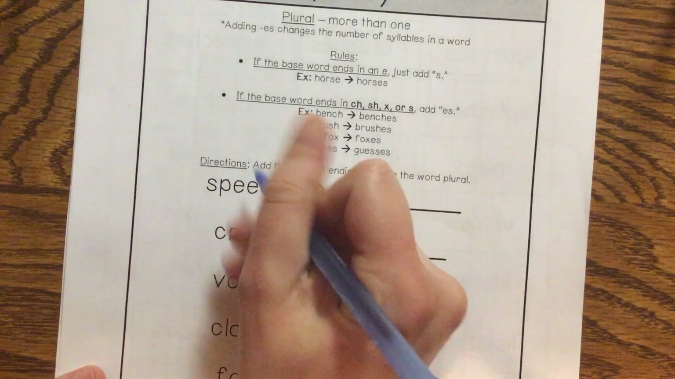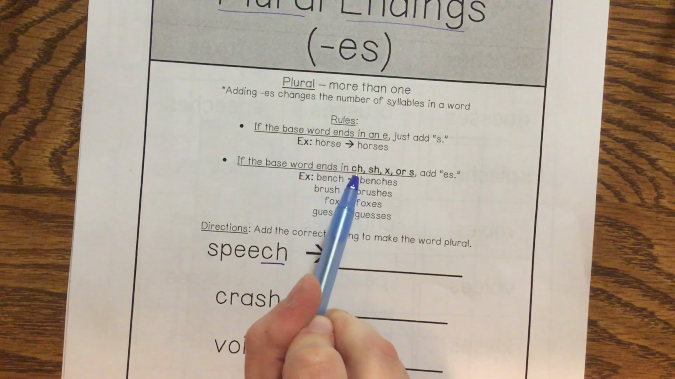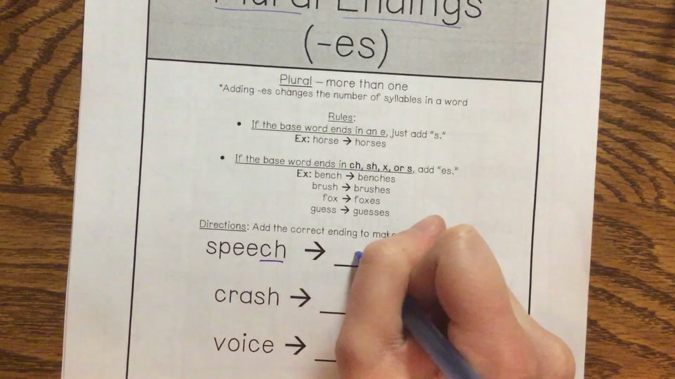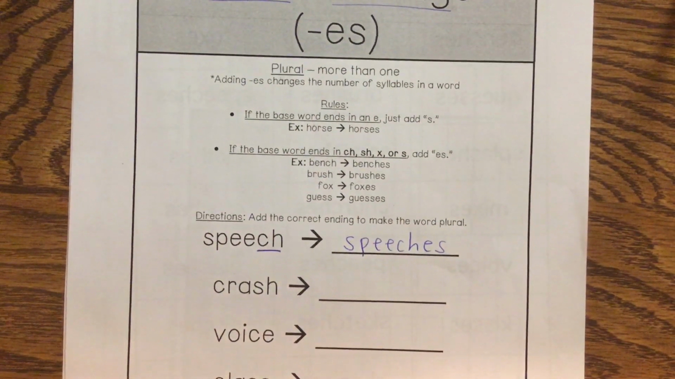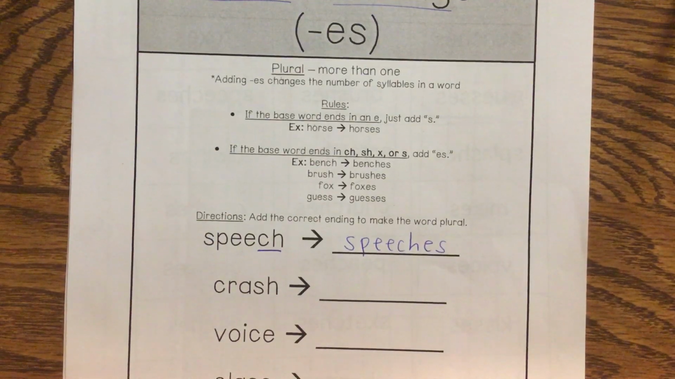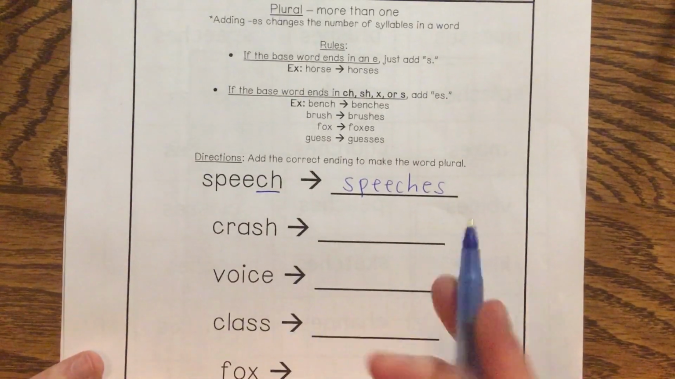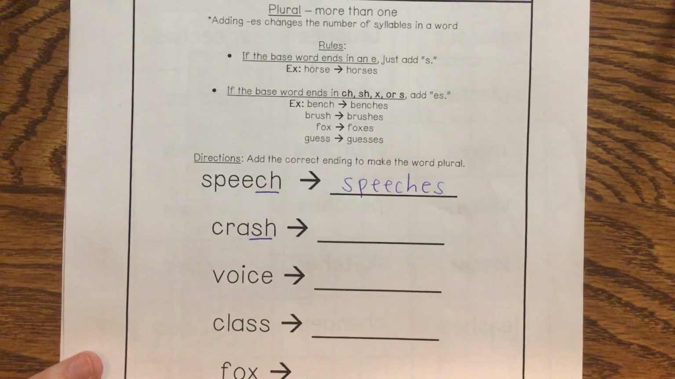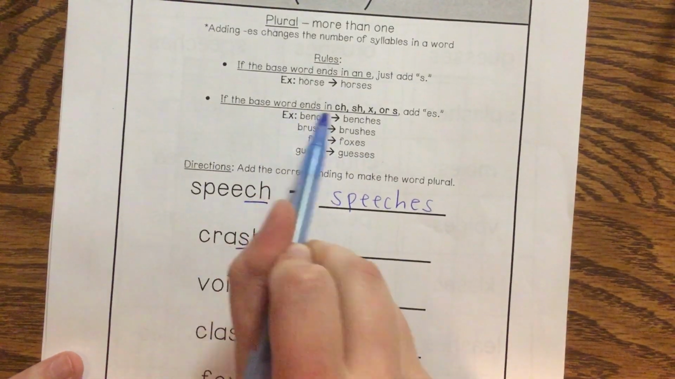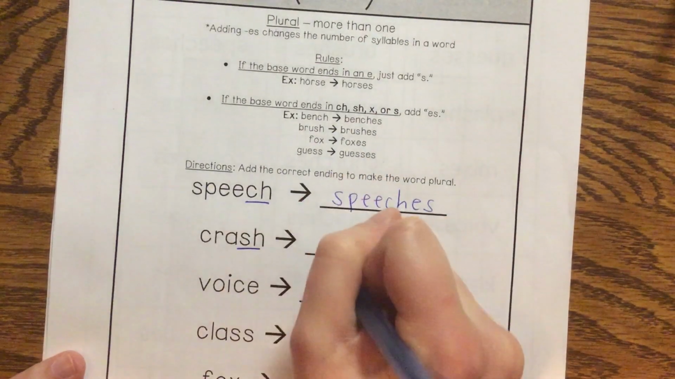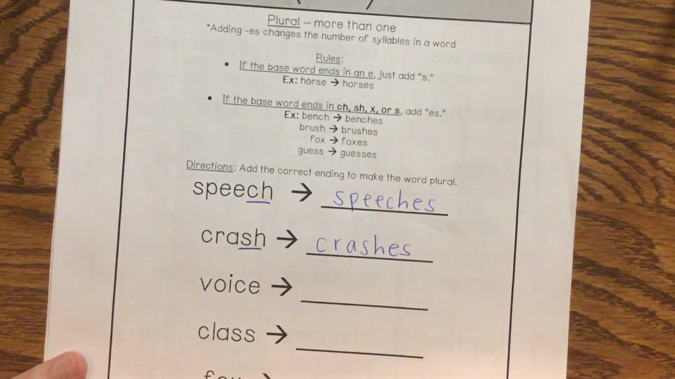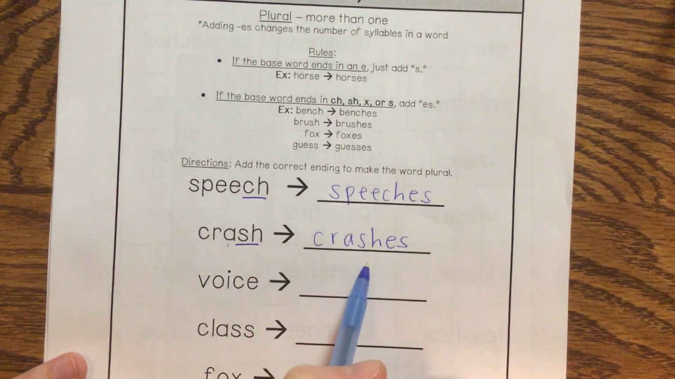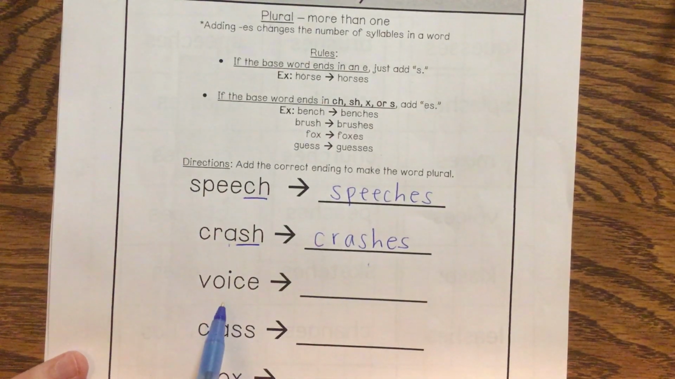So look at the word speech. Underline the ch in speech. If we look at our rules, it ends in ch. That means we need to add an es. So speech becomes speeches. And it goes from 1 syllable, speech, to 2 syllables, speeches. Let's try the word crash. Underline the sh in the base word. Find your rules. If the base word ends in sh, you add es. So I'm going to write crash, and then I'm going to add es for crashes. Crash, 2 crashes.